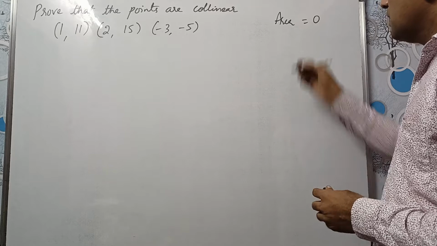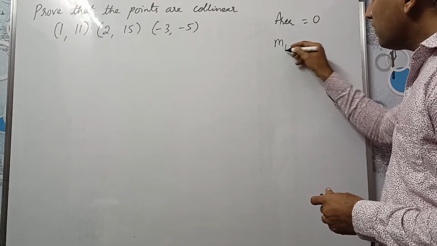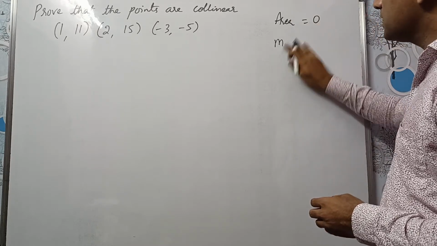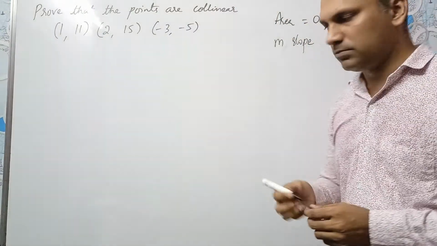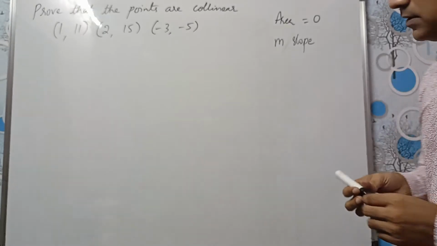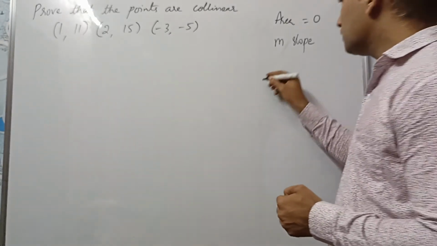Okay, we can also find the slopes. Using slopes also we can prove that these points are collinear. This is the second method of doing it. Or we can also do this one.